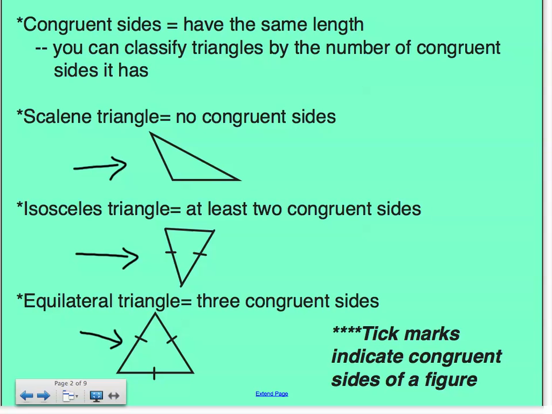Okay? Also note that tick marks indicate the congruent sides of a figure. So when you see these little ticks on a triangle, we know that this side and this side are equal because of these marks right here. Same here. With these marks, we know that all 3 sides of that triangle are congruent.